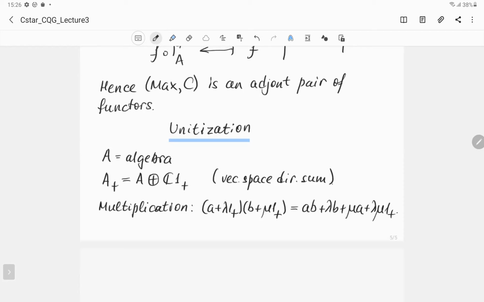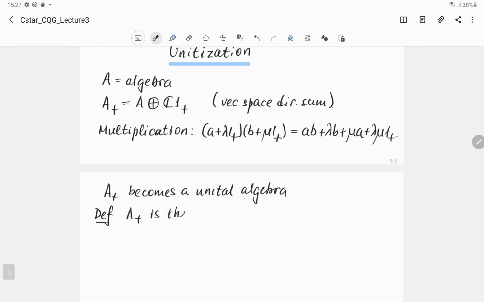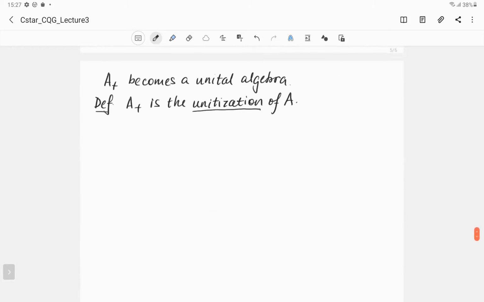Well, it's easy to see that this multiplication makes A plus into a unital algebra. At this point, we don't assume that A is a Banach algebra. A is just an algebra, and so A plus becomes a unital algebra. And this algebra is called the unitization of A. The unitization has the following simple universal property. So we have the following proposition.